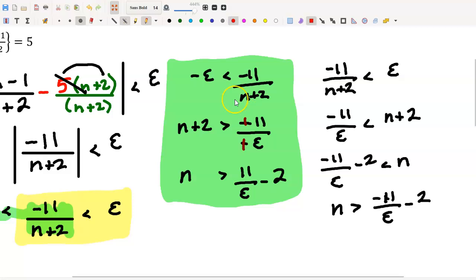Alright, so between these two, which one should we actually hold on to?